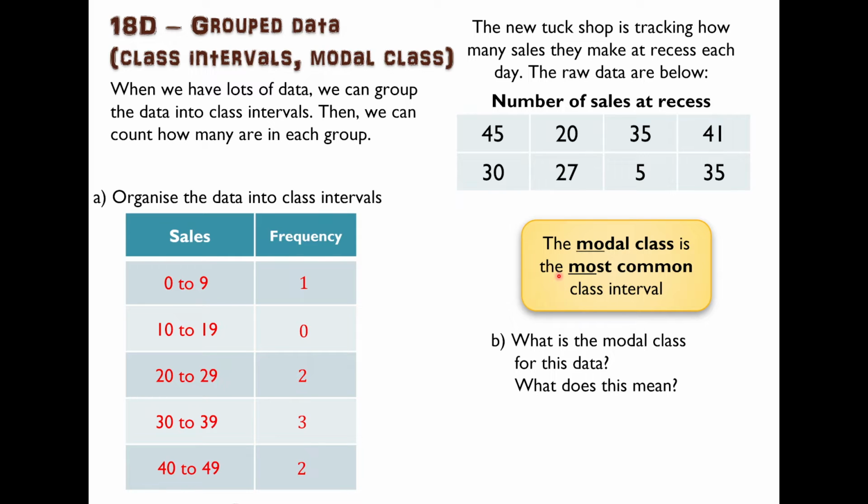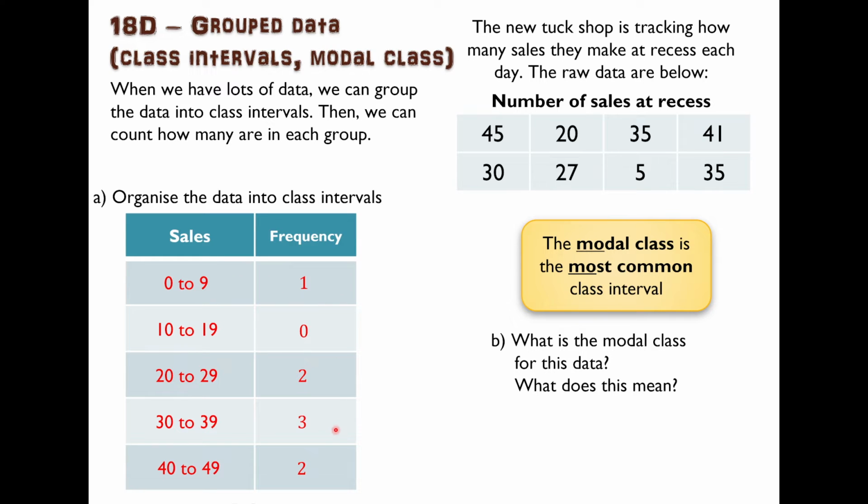The next concept is about the modal class. The modal class is the most common class interval. When we look at this summary, we lose some information about the original data. I know that there was one result between 0 and 9, but I don't know what it is. So we can't say which result was the most common, but we can say which class was the most common.